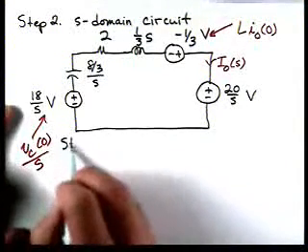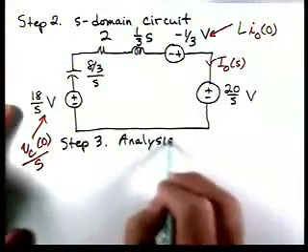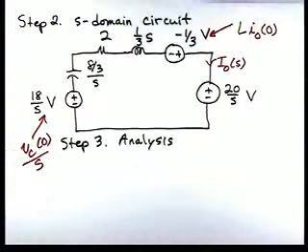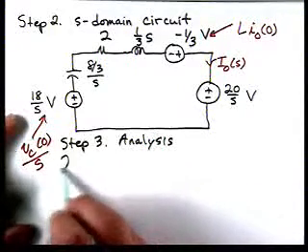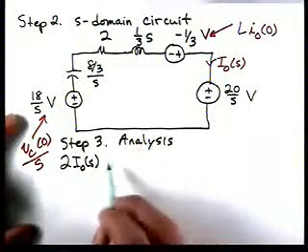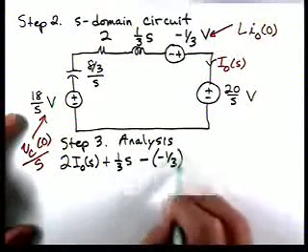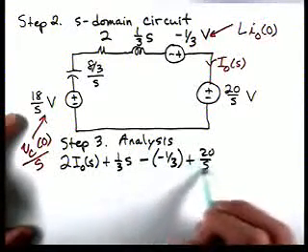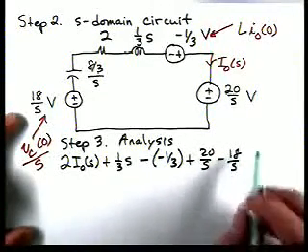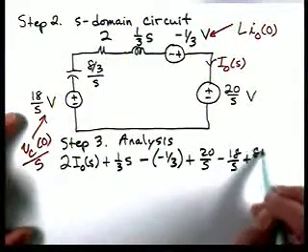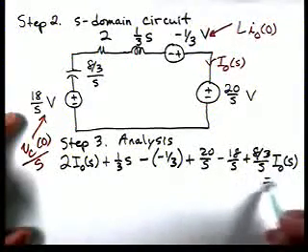So now step 3, we're going to do our analysis. We're going to use the current I0 of S. So if we start and apply KVL to this circuit, we'll have 2 I0 plus 1/3 S minus a minus 1/3 plus 20 over S minus 18 over S plus 8 over 3S times I0 of S equal to 0.